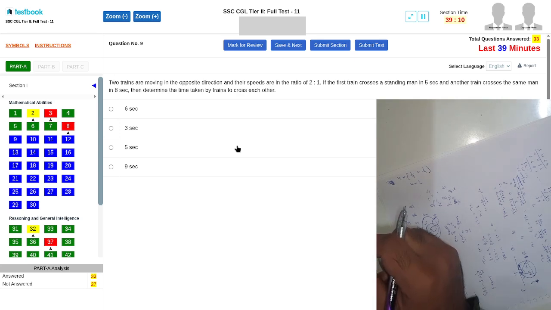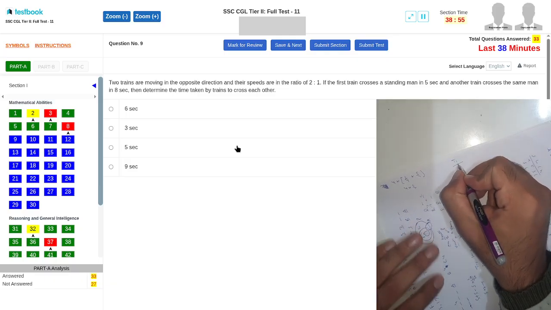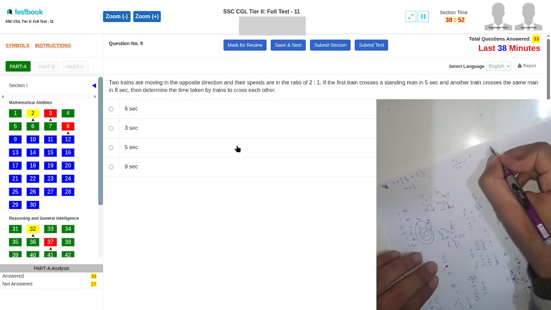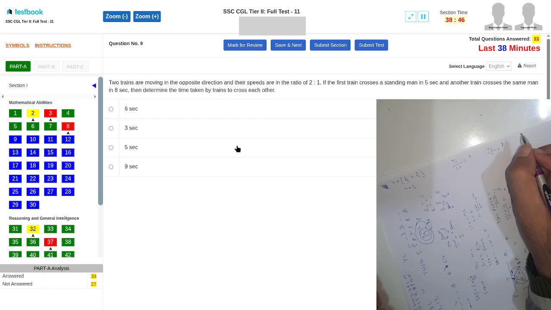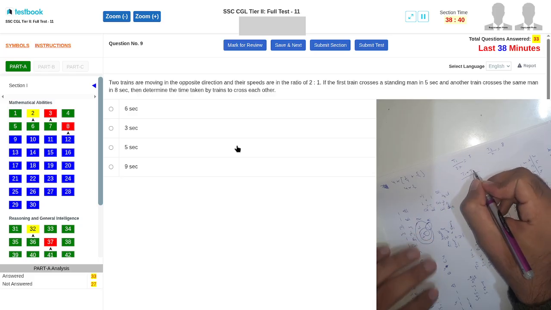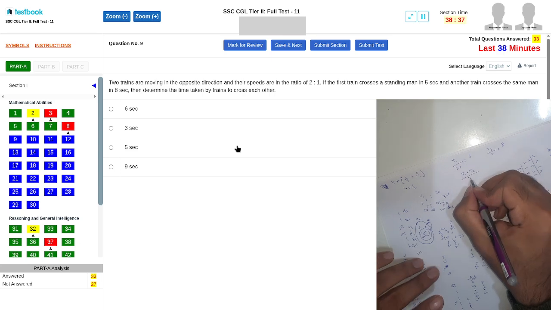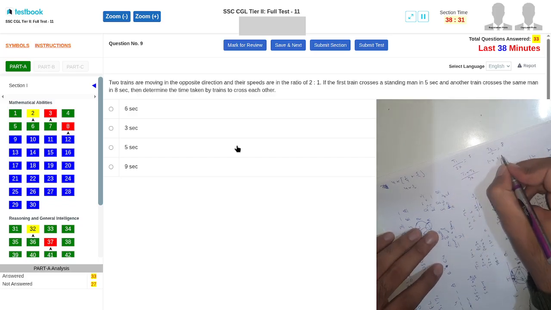Two trains are moving in the opposite direction and their speeds are in the ratio. The first train crosses a standing man in 5 seconds and the second train crosses the same man in 8 seconds. Standing man, so T1 distance divided by 2x is equal to 5, T2 divided by x is equal to 8. Determine the time taken by the trains to cross each other. तो T1 plus T2 divided by 3x फाइंड करना पड़ेगा. तो T1 इज इक्वल्स टू 10x प्लस 8x डिवाइड बाई 3x, 18/3, 6.